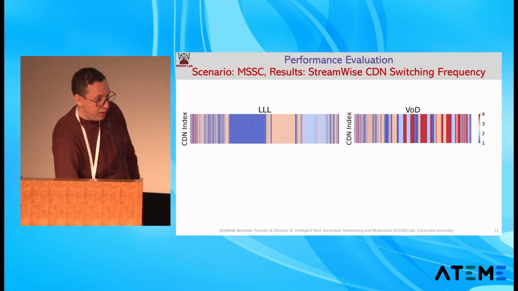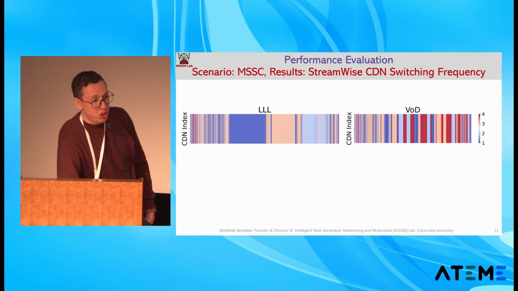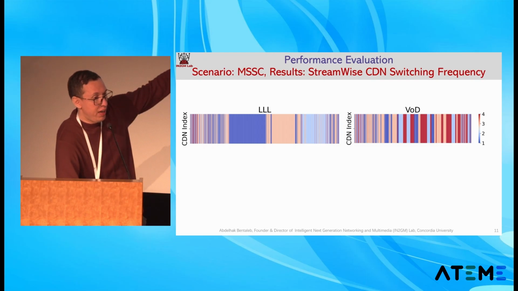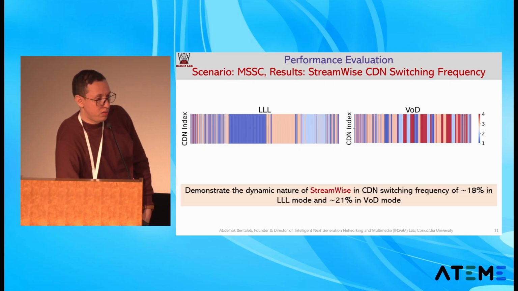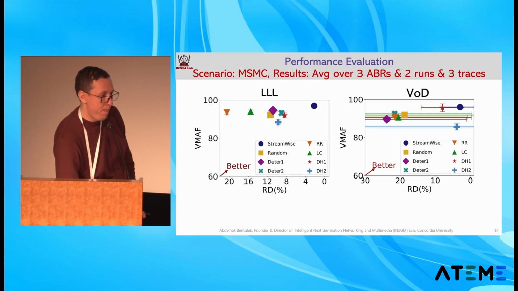This shows how many times we switch between CDNs in the case of low latency as well as video on demand, which means the CDN switching frequency between CDN 1, CDN 2, CDN 3, and CDN 4. The average result shows that Streamwise switched the CDN 18% of the time in the case of low latency and 21% in the case of video on demand.